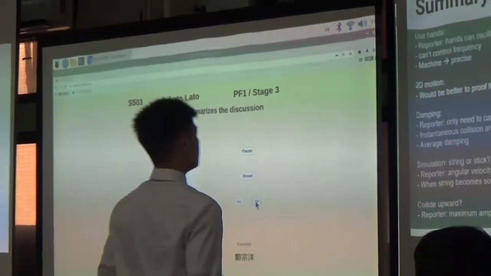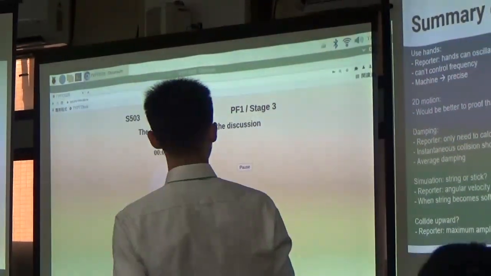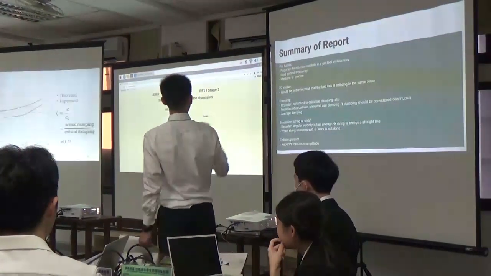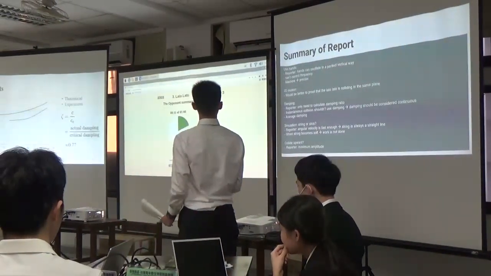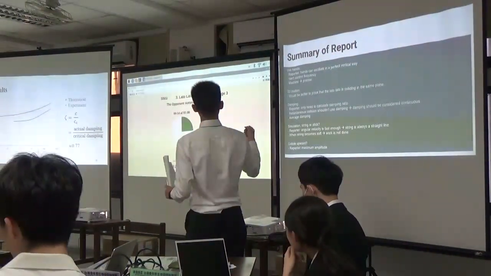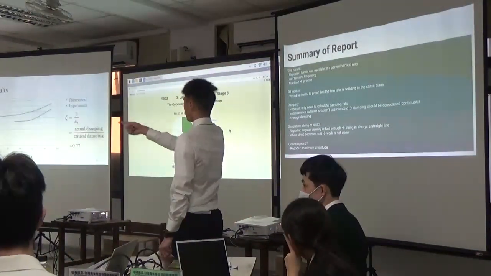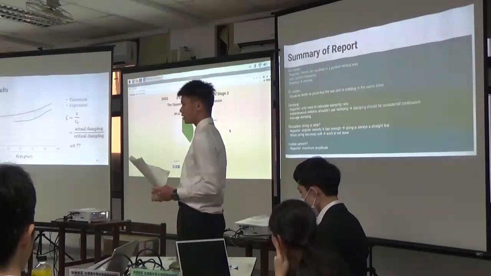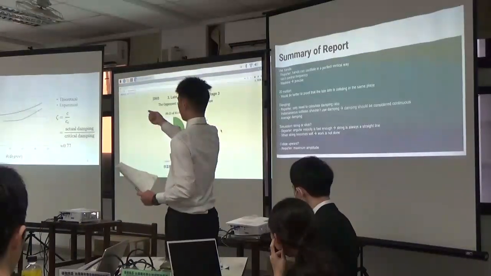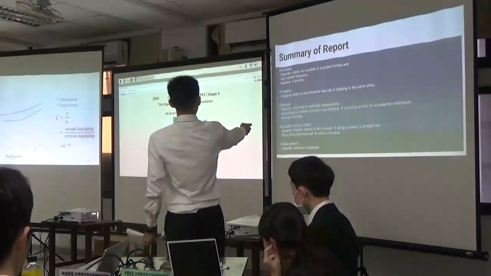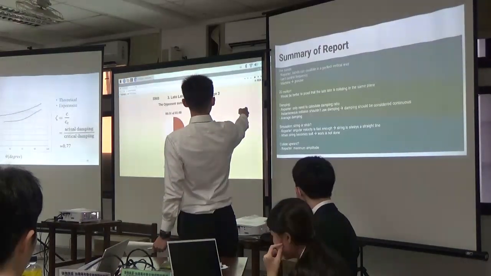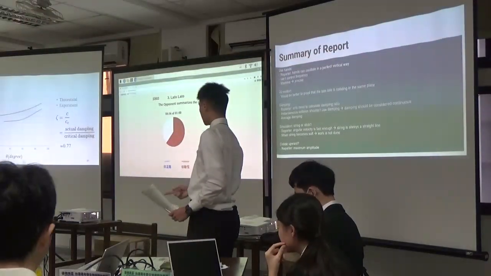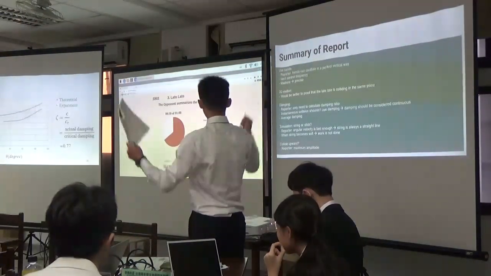So let me make a brief conclusion of our discussion. First, we discussed the effect of using hands. The report said the hand can oscillate in a perfectly vertical way, but I think they can control the frequency, and using a machine, like a mechanical linkage, will be more precise. Also, they need proof to say that the lateral motion is actually a 2D motion that can conform to their theoretical equation. Also, about damping, the reporters say they only need to calculate the damping ratio. However, I think they misunderstood the instant energy loss and the rest of the damping.